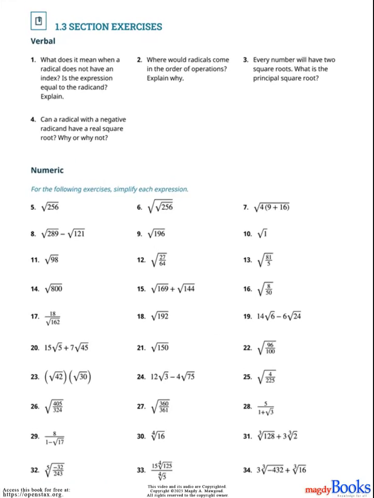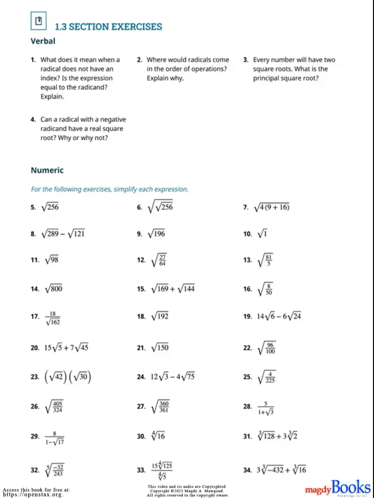1.3 Section Exercises. 1. Verbal. 1. What does it mean when a radical does not have an index? Is the expression equal to the radicand? Explain. 2. Where would radicals come in the order of operations? Explain why.